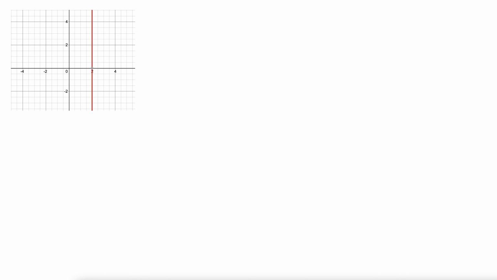Okay, this one is a vertical line, so imagine this goes off forever. This vertical line happens to be the line x equals 2, so you can't really see the 2 here, but there's a 2 right there. Okay, and again, we want to know the domain and the range.